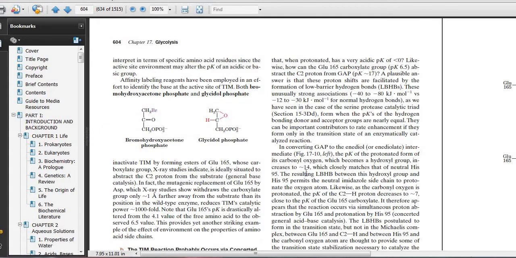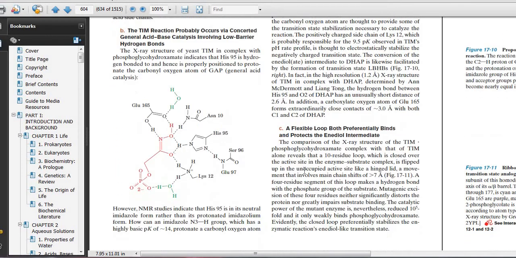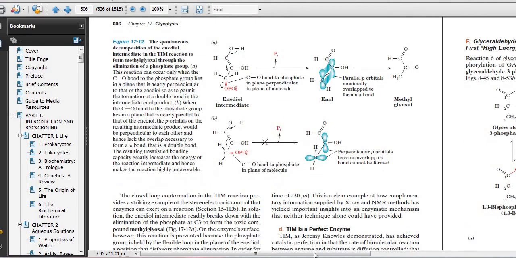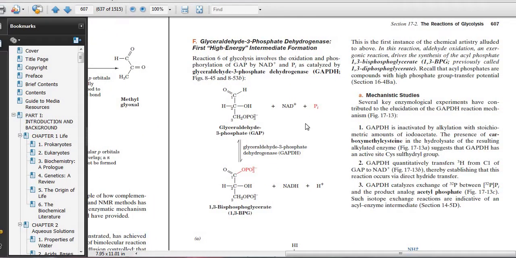Now we move to reaction 6 of glycolysis, the ATP generating stage. Reactions 6 to 10 are known as the ATP generating stage of glycolysis. So this is reaction number 6. From this reaction onward, all reactions will be multiplied by 2 because you now have 2 molecules of glyceraldehyde 3-phosphate.